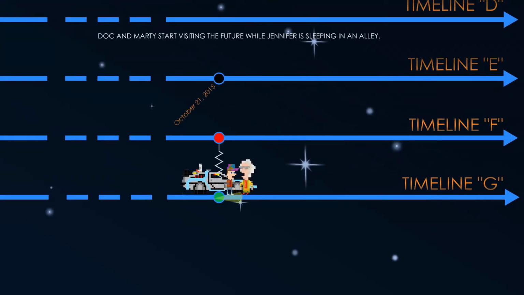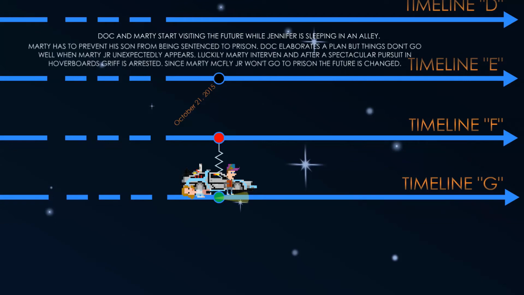Doc and Marty start visiting the future while Jennifer is sleeping in an alley. Marty has to prevent his son from being sentenced to prison. Doc elaborates a plan, but things don't go well when Marty Jr. unexpectedly appears. Luckily, Marty intervenes, and after a spectacular pursuit on hoverboards, Griff is arrested.